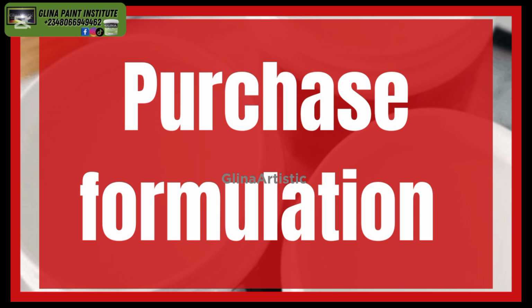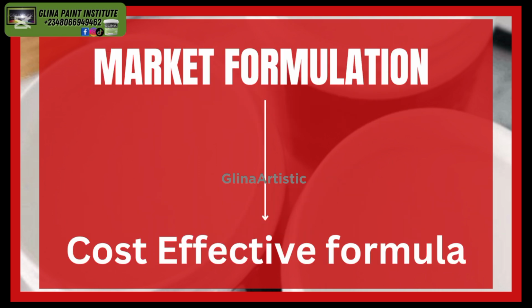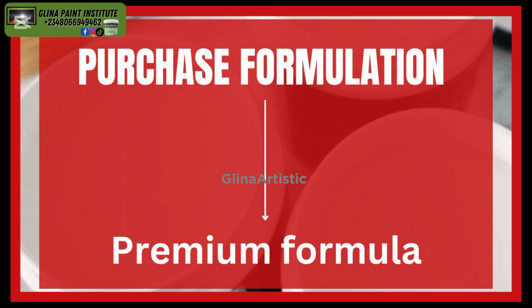So now under market formula, we have the cost effective formula. Then the purchase formula, we have the premium formula, which I just explained. We take it step by step. I don't want to rush because I want you to understand this process. If you don't get me, come back and watch the video from the beginning. You understand? I'm taking my time to explain this to you because I know after I finish explaining this to you, this is going to help thousands of paint manufacturers out there to get themselves straightened.